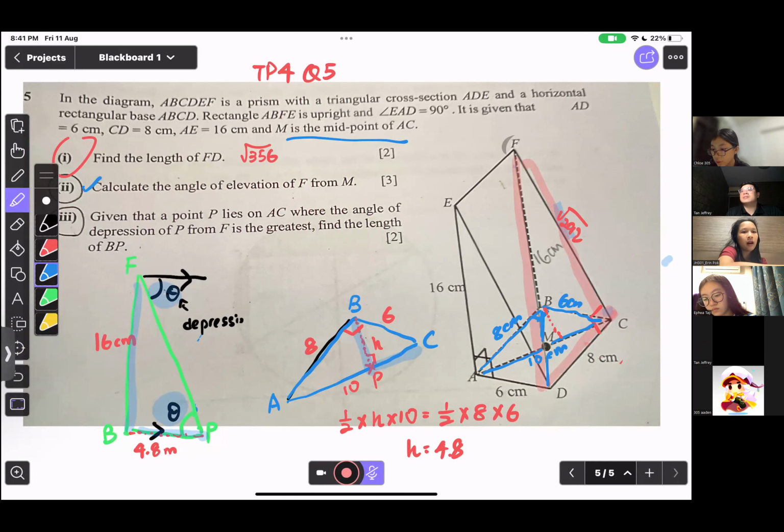Wait, but then how do you know that 4.8 is the shorter distance? Because it is the perpendicular line. This one is a vertical line.